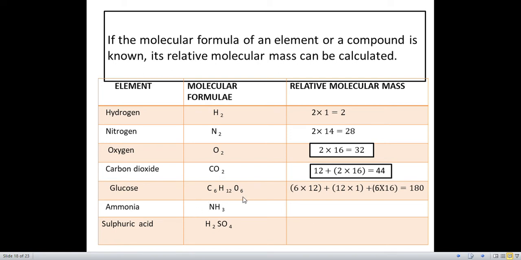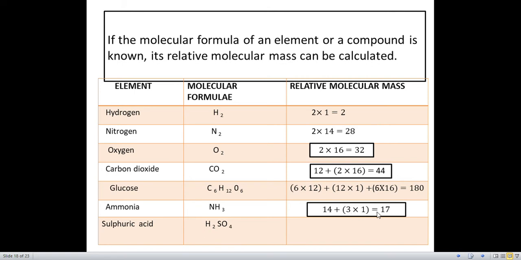Glucose, C6H12O6. There are 6 carbon atoms, so 6 times 12. Hydrogen 1, 12 times 1. Oxygen 16 times 6. If you add these three, the answer is 180. Ammonia, NH3, nitrogen 1 atom, hydrogen 3 atoms. So how do you calculate? Nitrogen 14, 3 times 1, 3.